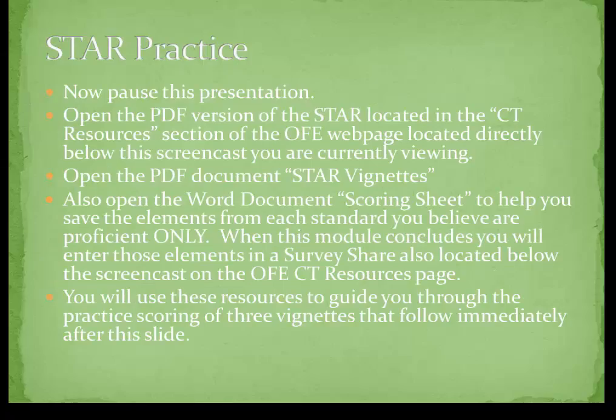In a moment, I'm going to ask you to pause this presentation. But for now, let's open up the documents for practice scoring. There are 3 in all. Number 1, I'm going to want you to open up the PDF document labeled STAR. Number 2, I want you to open up the PDF document labeled STAR Vignettes for Cooperating Teacher Training. And number 3, I want you to open up the Word document called Score Sheet. Pause this screencast if you need additional time while opening these documents.